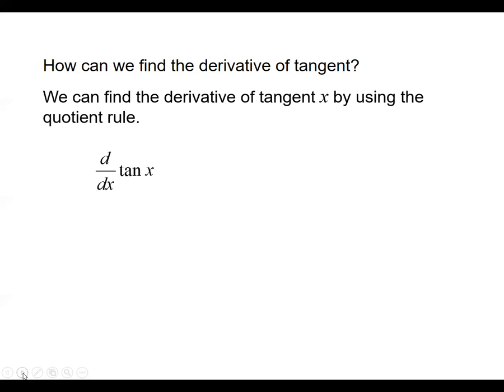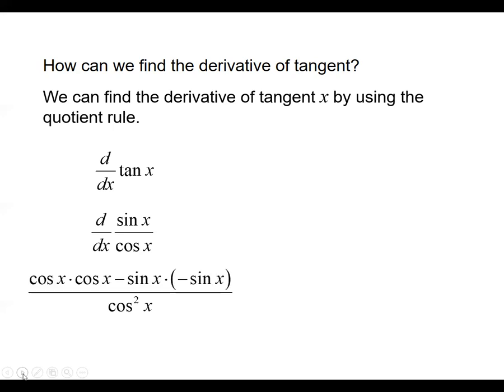Because if I'm taking the derivative of the tangent, isn't that the same thing as the derivative of sine divided by cosine? And if I now know the derivatives of sines and cosines, and I also know the quotient rule, then I should be able to find the derivative of tangent. So pause right now, go and do the quotient rule on sine divided by cosine. See if you can simplify it and see what it simplifies to. And then come back and check to see what I'm doing.